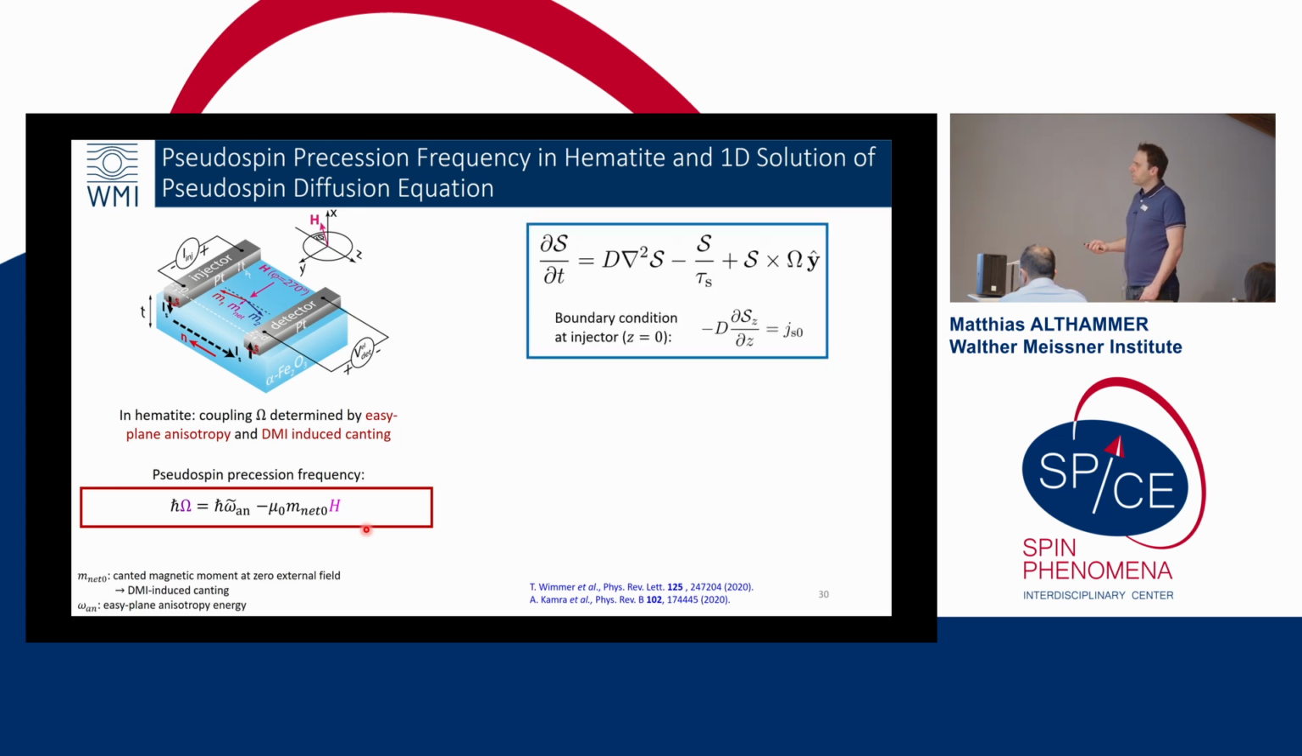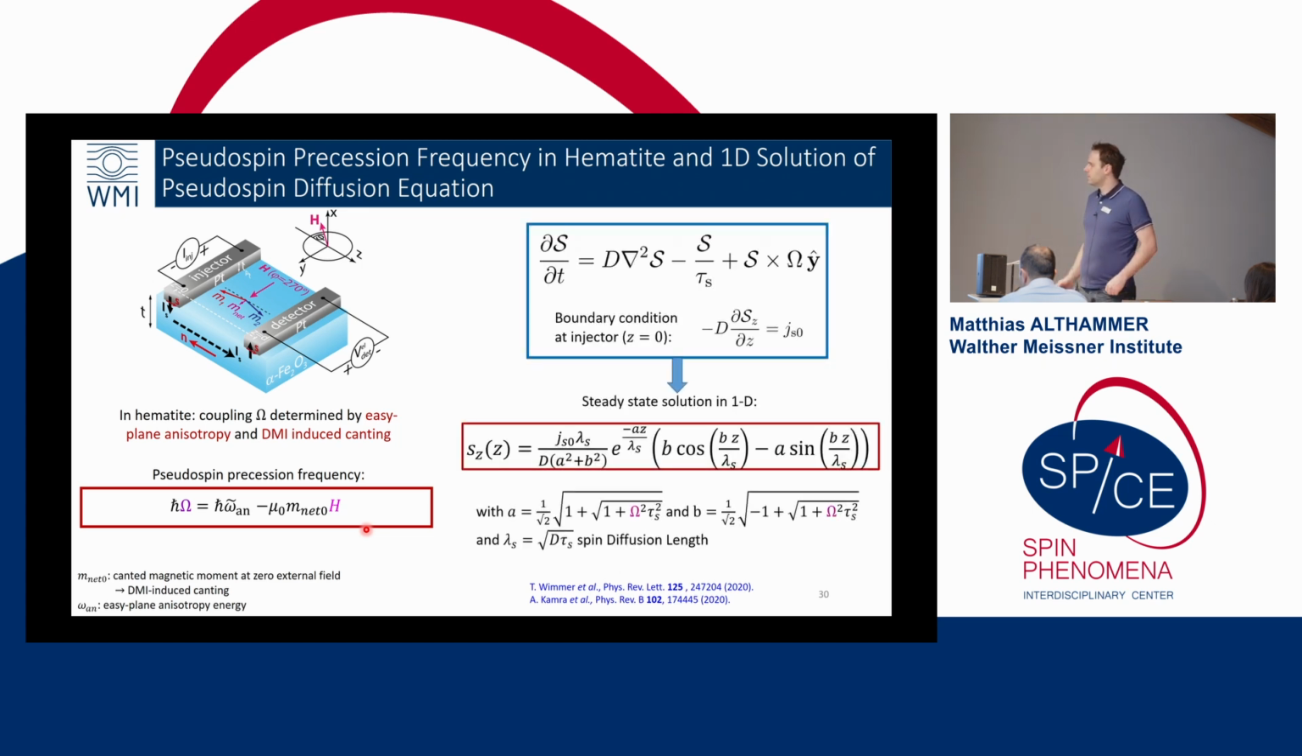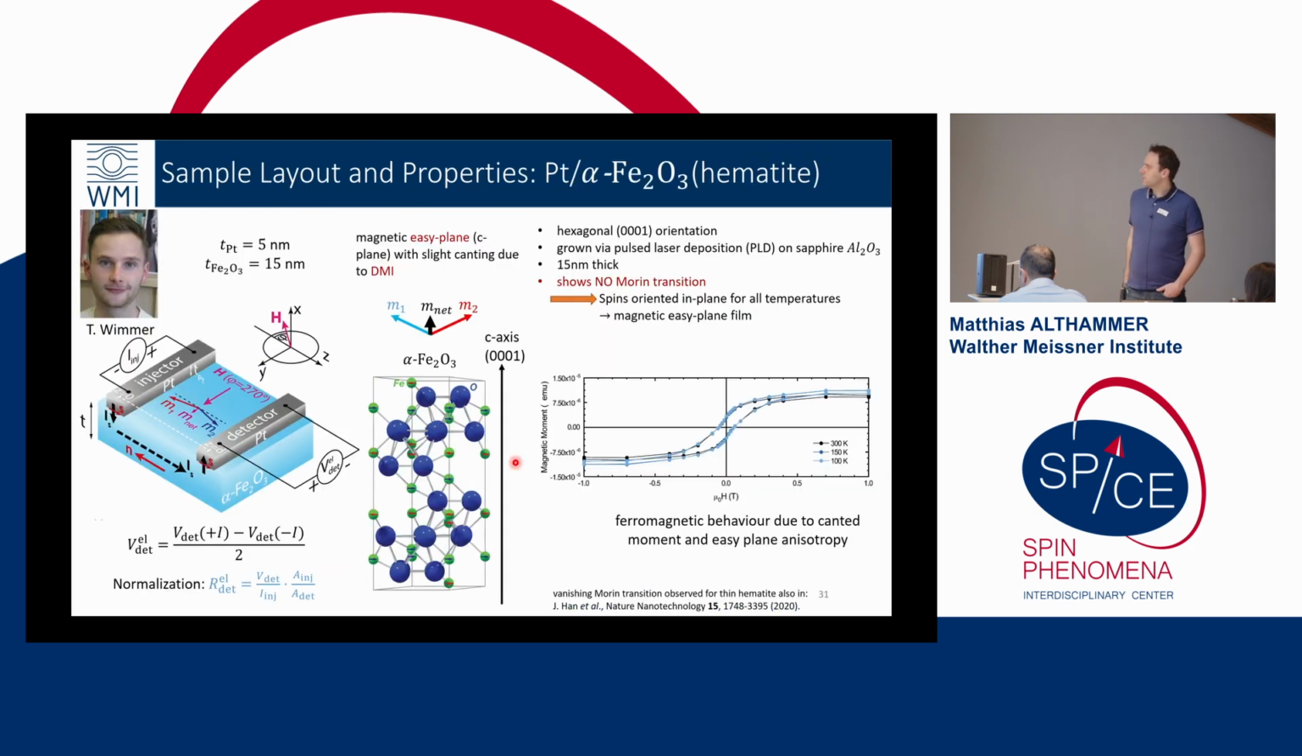Then you can solve the diffusion equation of the system, assuming a certain boundary condition where you have a spin current injection at one side, and then it will propagate in the system. And this gives you this nice formula over here. Let's not try to look too long at that. We can also do it in the experimental way.